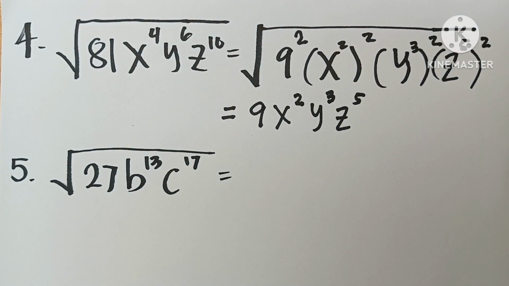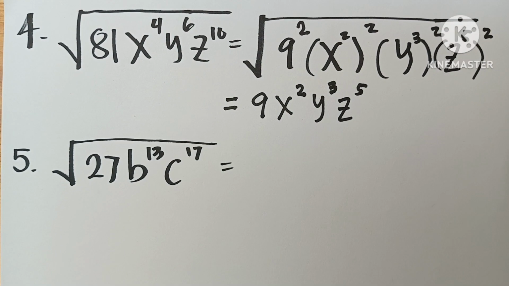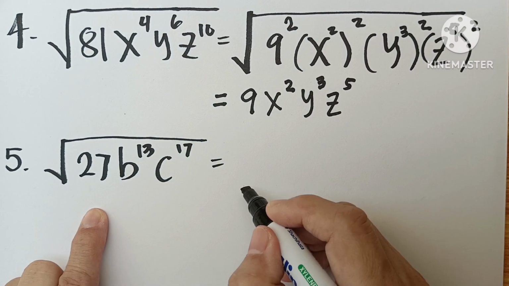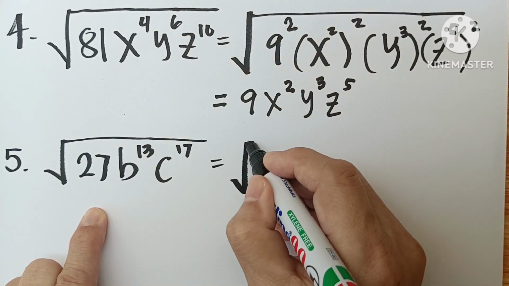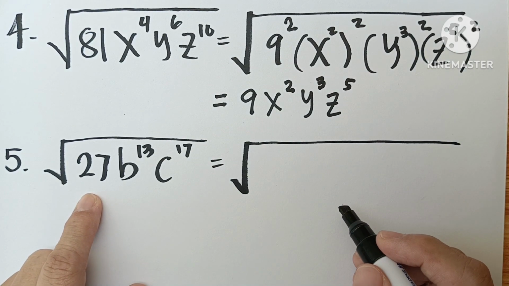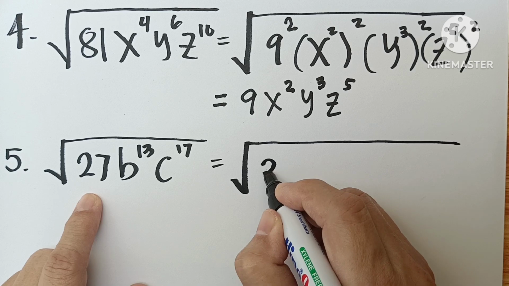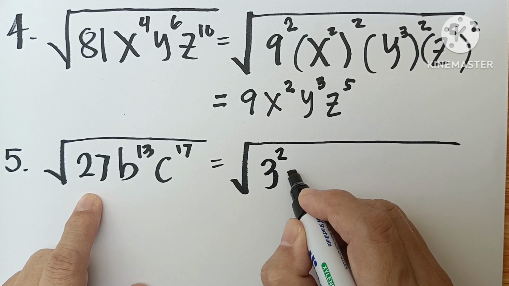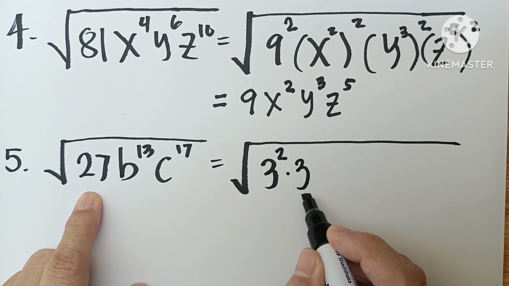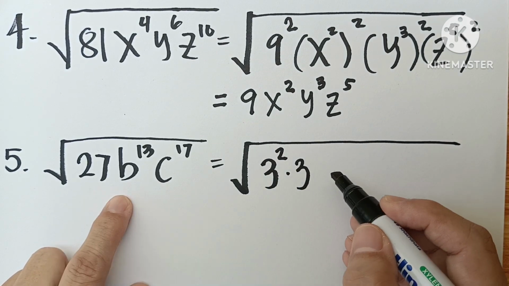Okay, let's go to number 5. Square root of 27, b to the 13, c to the 17. Again, we need to think of a perfect square factor of 27, which is 9. But 9 can be written as 3 squared, no? And 27 is 9 times 3. So 27 is 3 squared times 3. Again, bakit 2? Because our index is equal to 2.